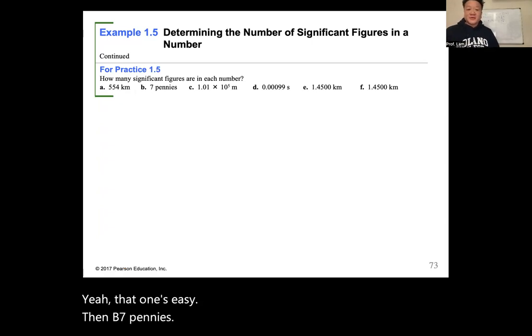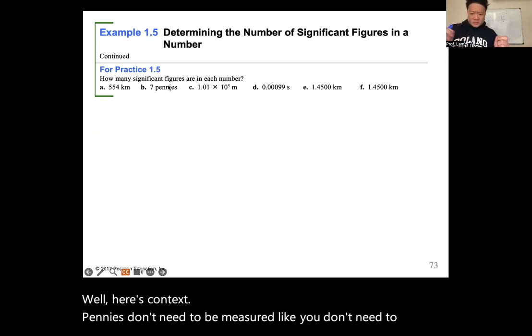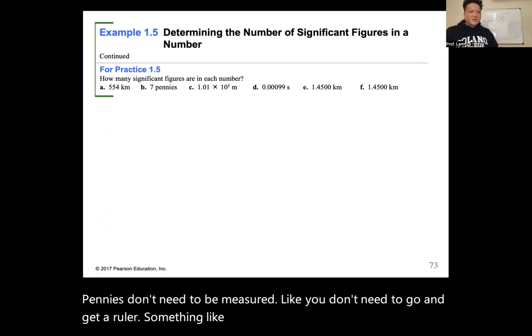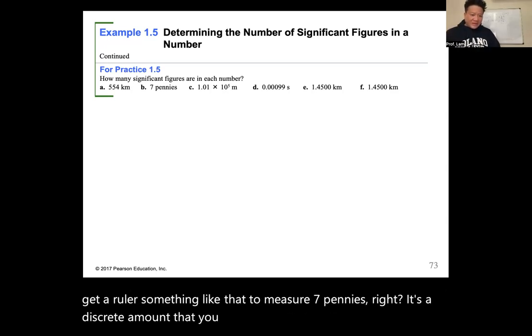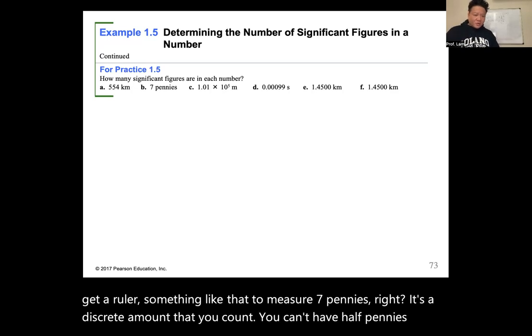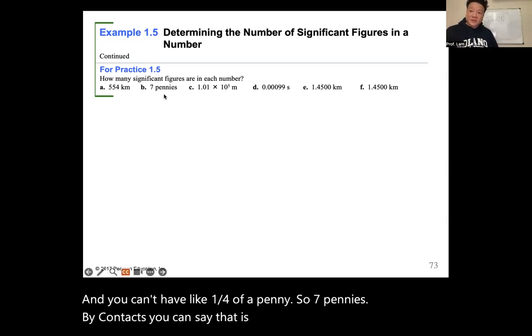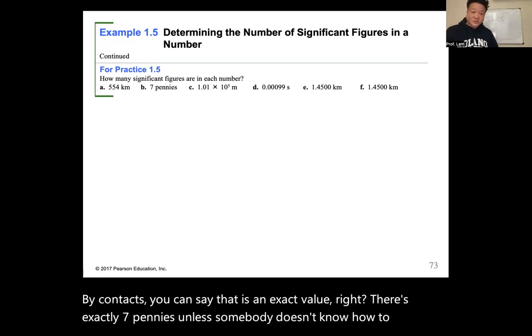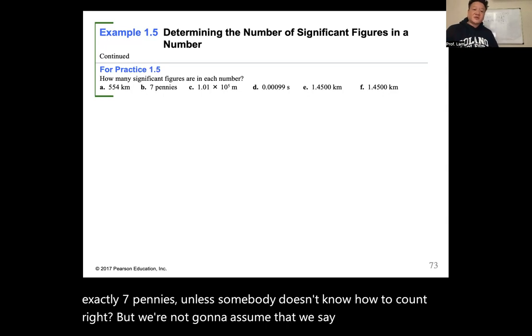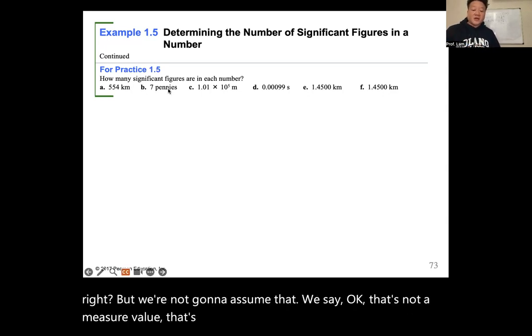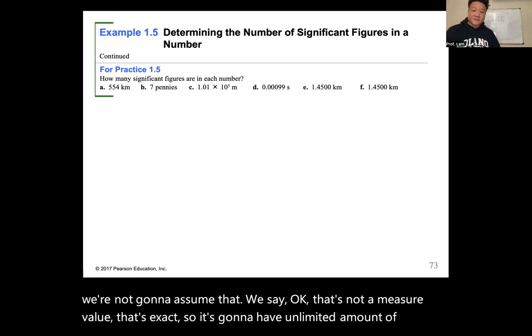Well, here's context. Pennies don't need to be measured. You don't need to go and get a ruler or something like that to measure 7 pennies, right? It's a discrete amount that you count. You can't have half pennies, and you can't have like 1/4 of a penny. So 7 pennies, by context, you can say that is an exact value. There's exactly 7 pennies, unless somebody doesn't know how to count, but we're not going to assume that. We say that's not a measured value, that's exact. So it's going to have an unlimited amount of sig figs for B.